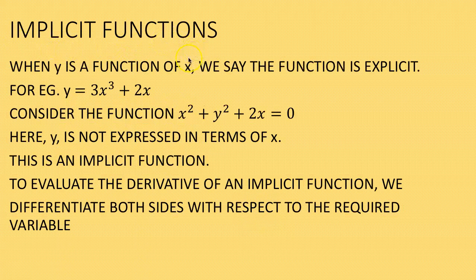What is an implicit function? When y is a function of x, we say the function is explicit. For example, y equal to 3x cubed plus 2x. But if we consider the function x squared plus y squared plus 2x equal to 0, y is not expressed in terms of x. We just have an equation. So when we have an equation involving two variables, it is called an implicit function. To evaluate the derivative of an implicit function, we differentiate both sides with respect to the required variable.